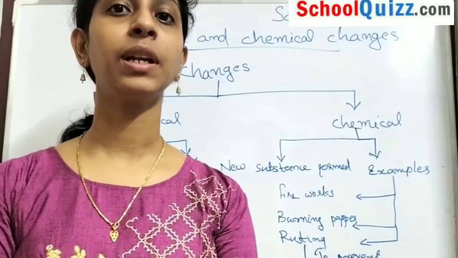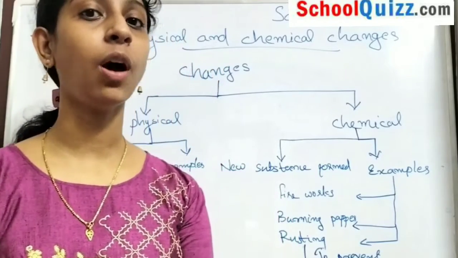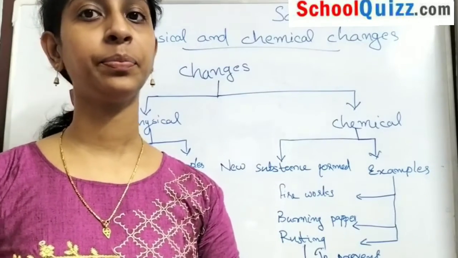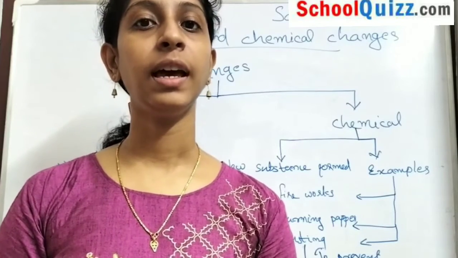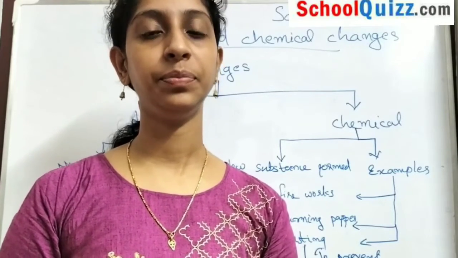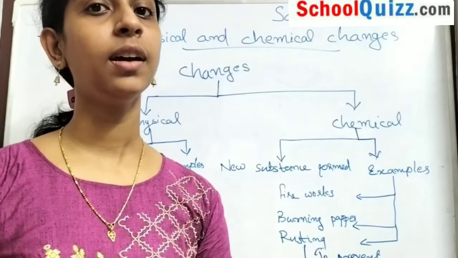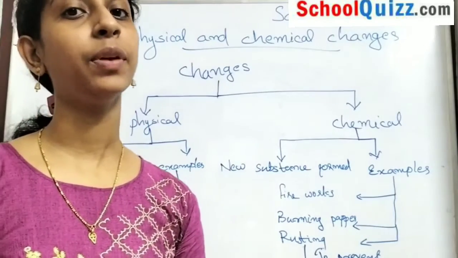Welcome to SchoolQuizz.com. Today we are continuing on the chapter Physical and Chemical Changes. How can we study this chapter in a simple method? We can use a flow chart of this chapter. This helps you study this chapter very easily.